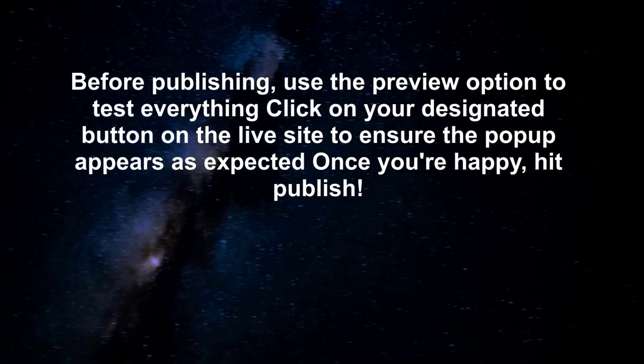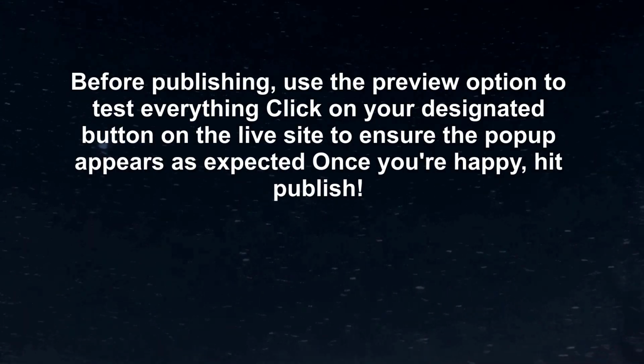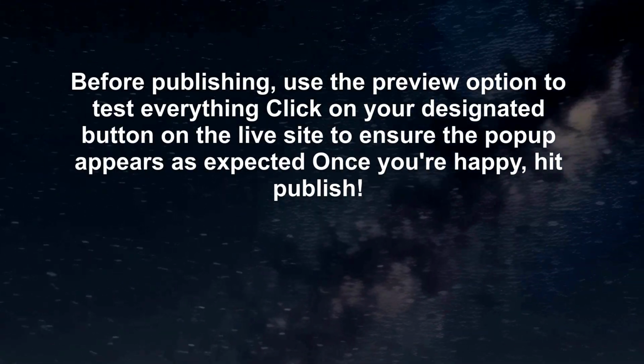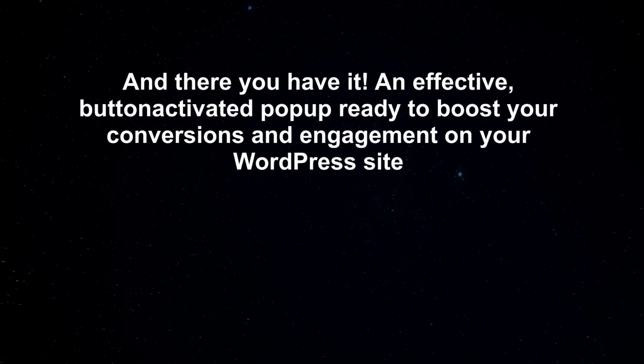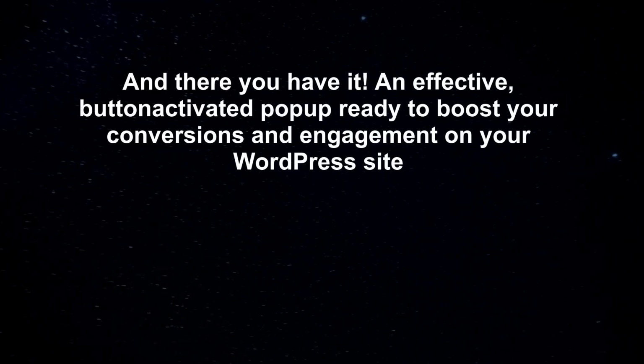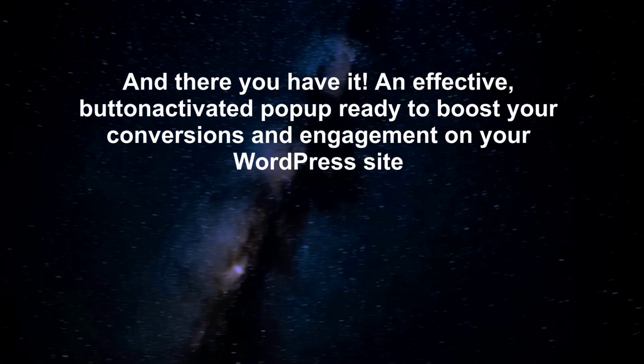Before publishing, use the preview option to test everything. Click on your designated button on the live site to ensure the pop-up appears as expected. Once you're happy, hit Publish. And there you have it. An effective, button-activated pop-up ready to boost your conversions and engagement on your WordPress site.